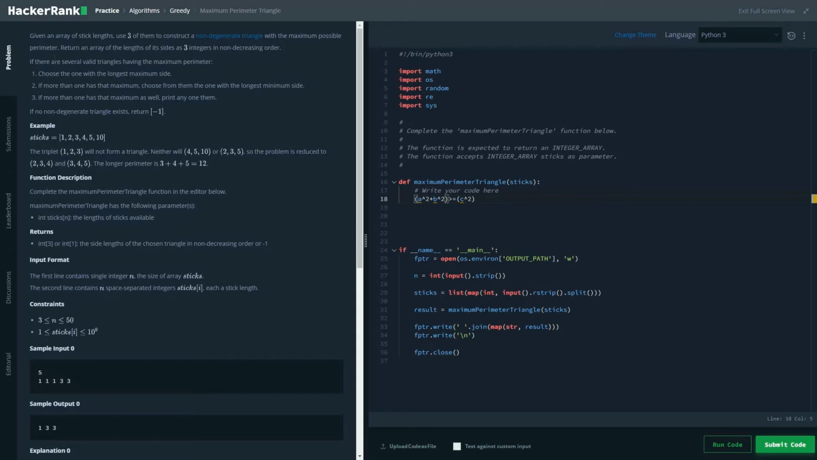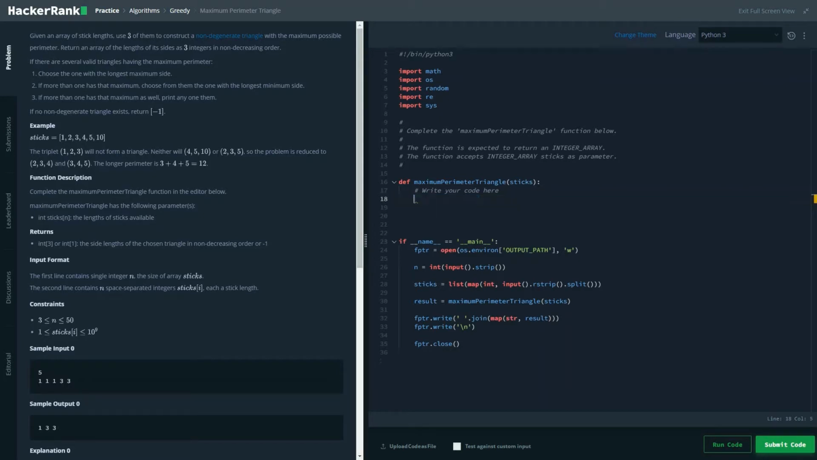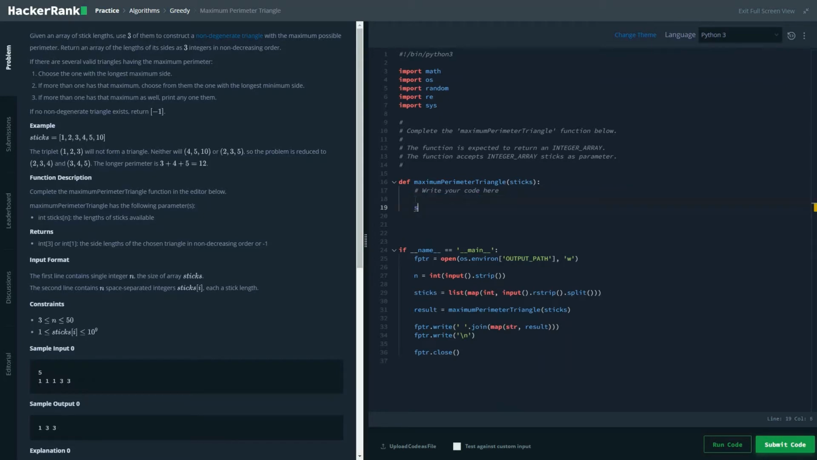So basically there would be an array provided, and we have to make sure we take the largest sides that would be able to form a triangle. So this is the basic concept. As a greedy approach, we would be first sorting the array. Sticks equal to sorted sticks.